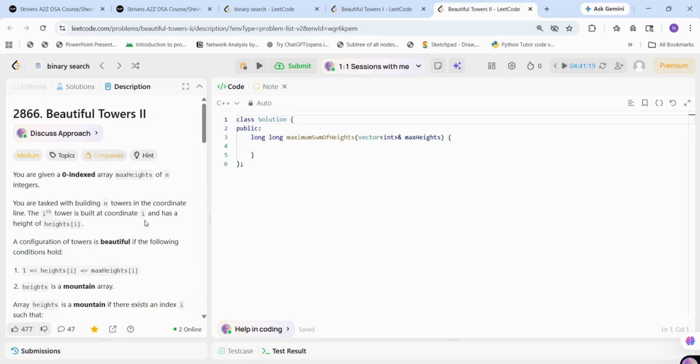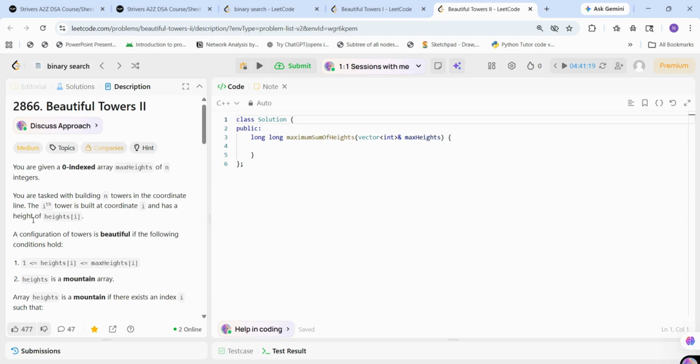Hello guys, today we will be solving this question, Beautiful Towers 2. The Beautiful Towers 1 problem I have solved in my previous video. It is a 3-minute, very short video, and I have explained that solution in a very easy fashion that even a beginner could understand. You just need the basic knowledge of stack, which pops out the one it has most recently pushed in.